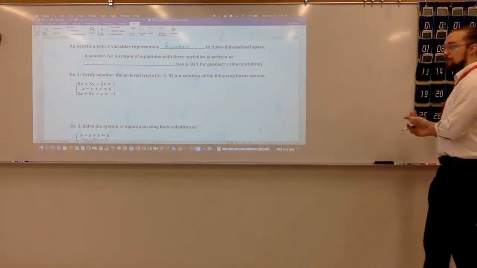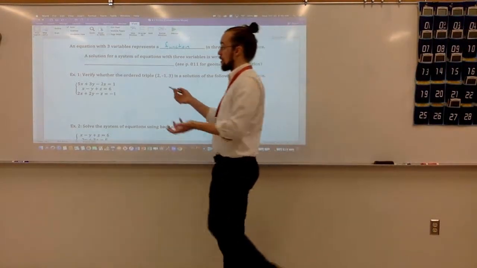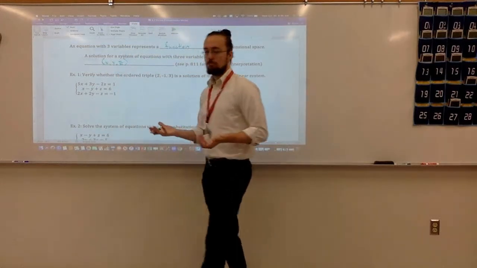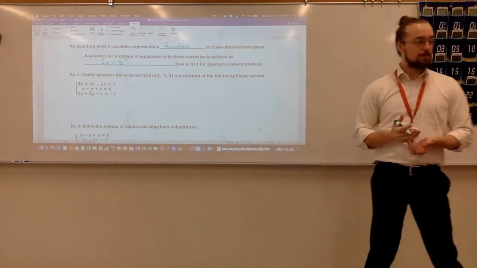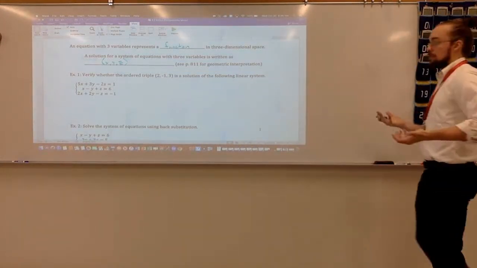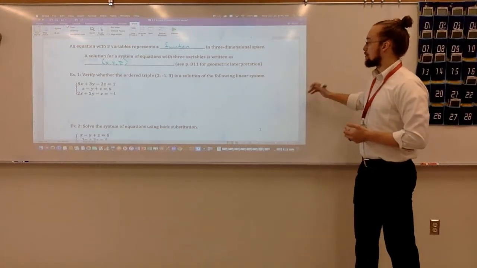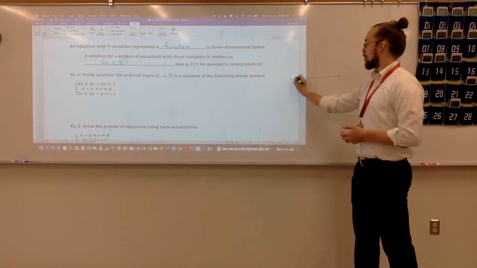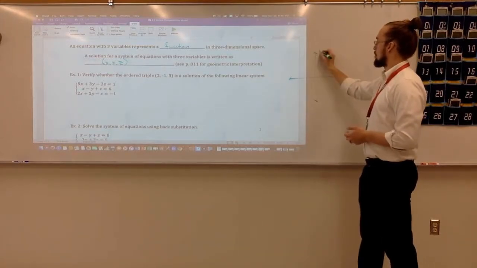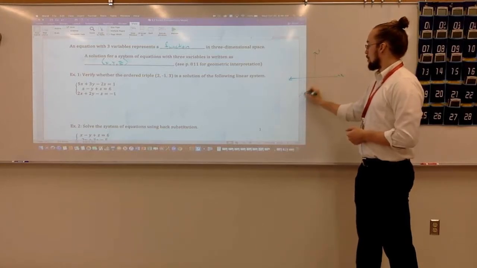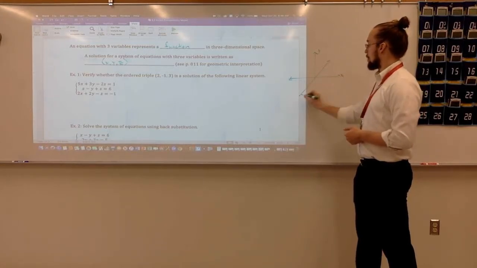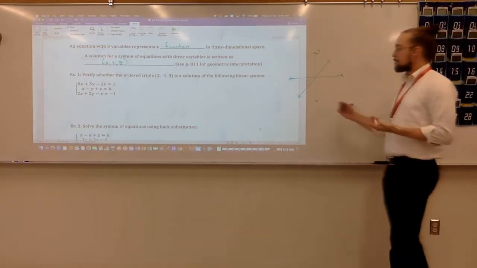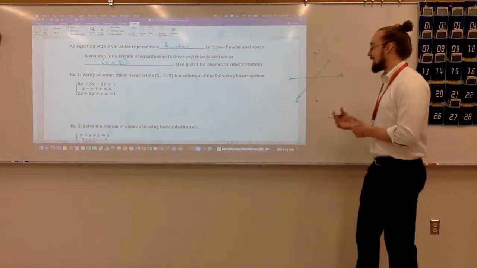So a solution for a system with 3 variables is just going to be written as an ordered triple like this: x, y, z. The visual for graphing in 3-dimensional space: we still draw our x and y coordinates, but then I'm going to draw a z coordinate that's kind of coming out of the board. So you have to think about this as 3 dimensions. So this is my z-axis.